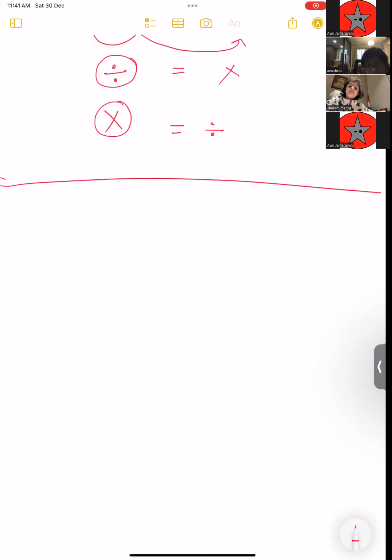Now let's see. We have to solve this question: 27 plus 10 is equal to something plus 5. So which side am I going to solve, left side or right side?